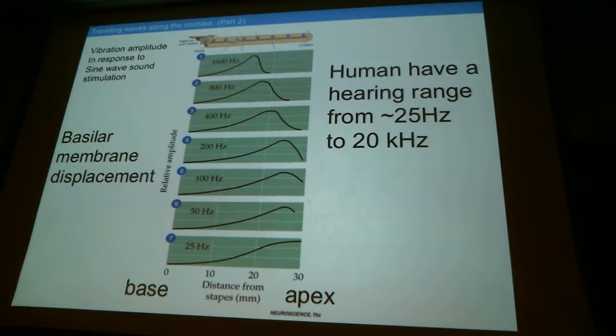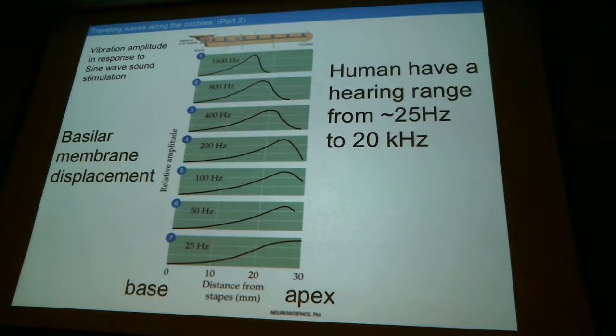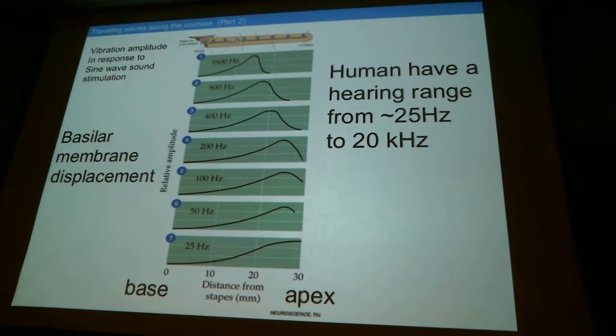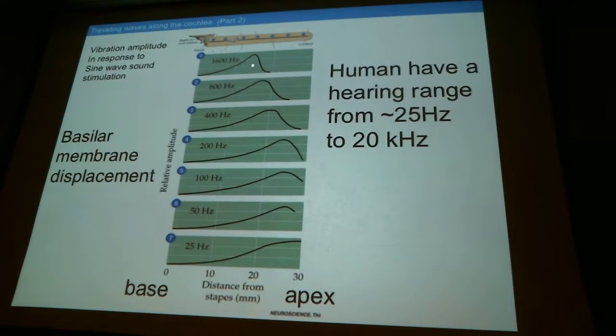So you can think of it as sort of like a piano keyboard laid out on the basilar membrane. The other thing you can see is that the tuning is not incredibly sharp, right? So there are other positions on either side of the peak that respond somewhat to this frequency. So it's not super sharp, but there's definitely a mapping of frequency as you go along.